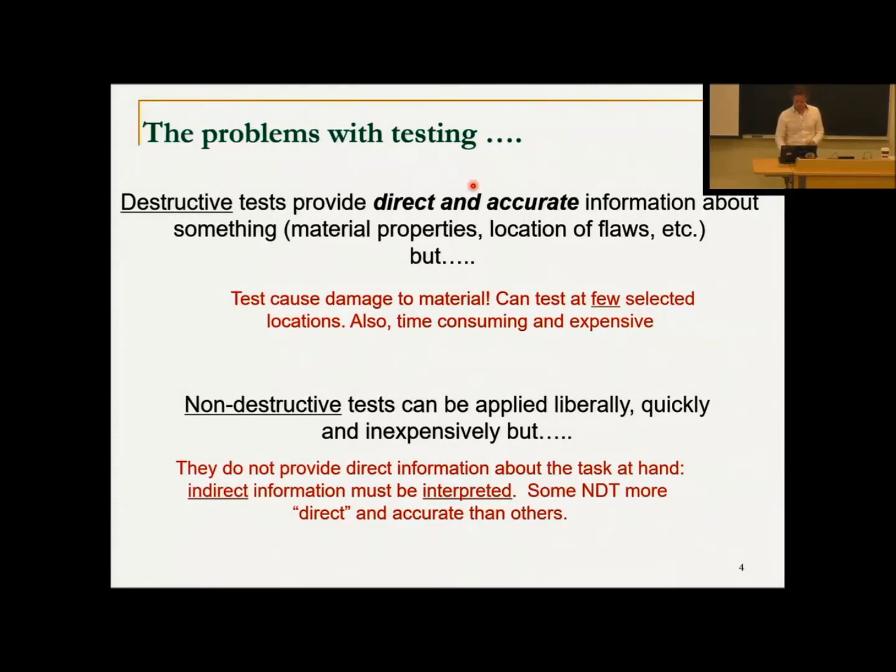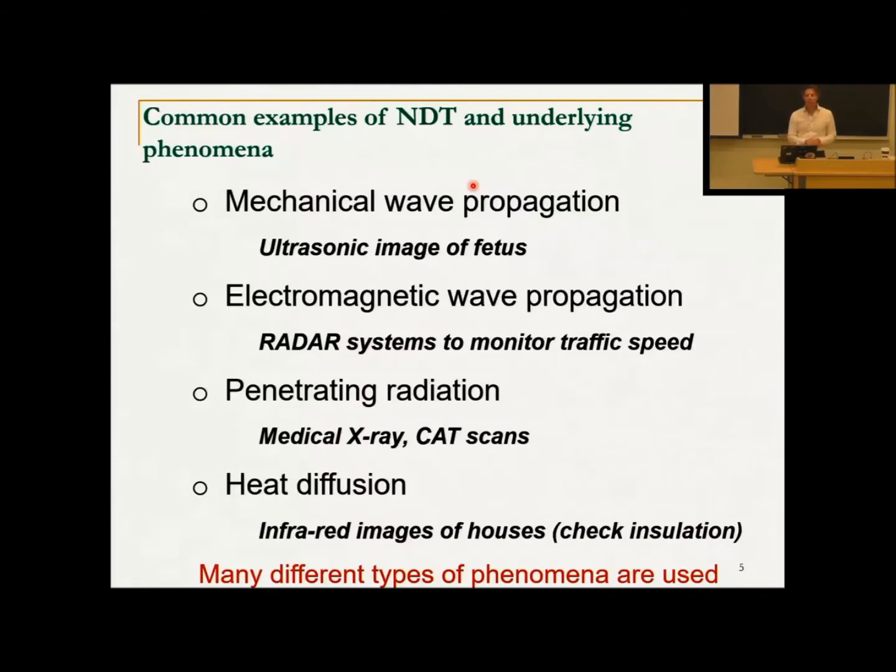Now, what are these indirect measurements that we are talking about? Well, they all rely on some sort of phenomenon, in various categories. We have mechanical wave propagation, electromagnetic wave propagation, penetrating radiation, heat diffusion, and so on. Lots of different phenomena. And you can see practical examples of how these phenomena are used. So for instance, for mechanical wave propagation, we can think of medical imaging. How do you image an organ or a fetus inside a body?